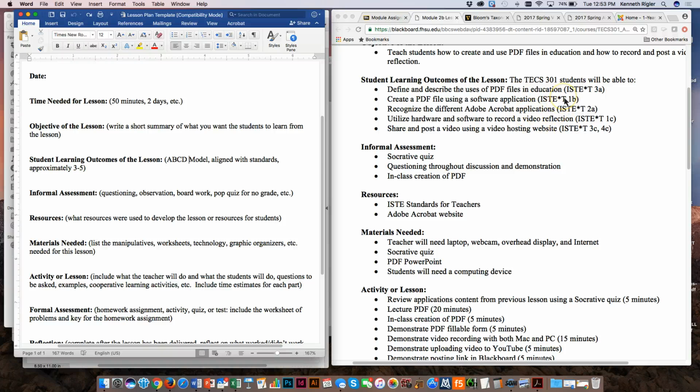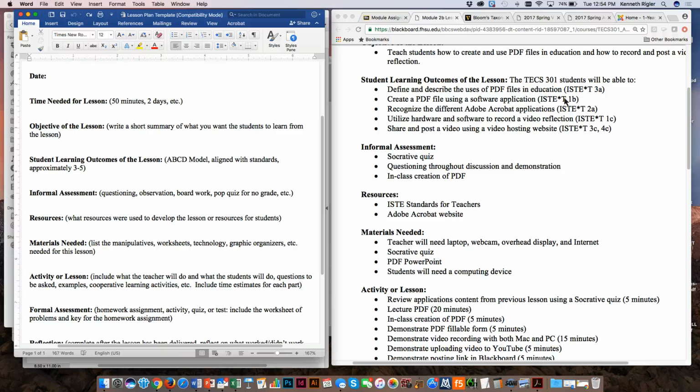Now, on my example, I have the ISTE standards. What are the ISTE standards? We did learn about this before. International Society for Technology and Education. Those are the technology standards. Okay, instructional technology standards. Or the technology education standards.